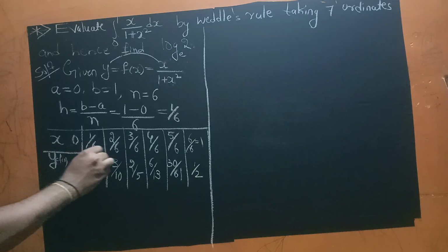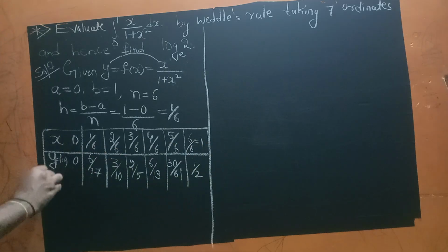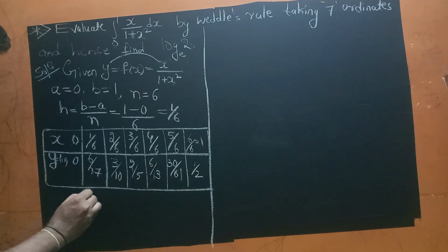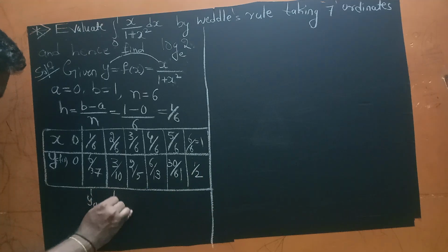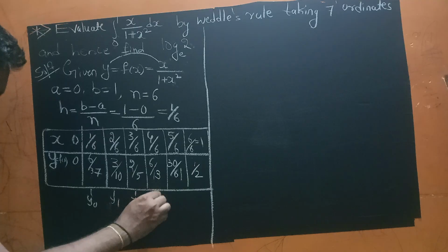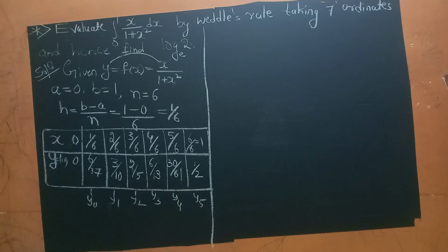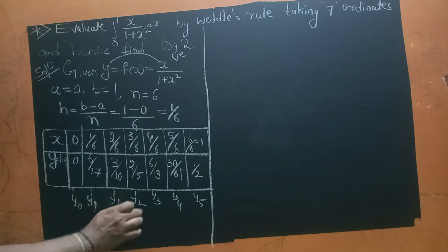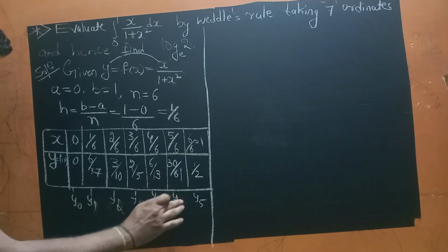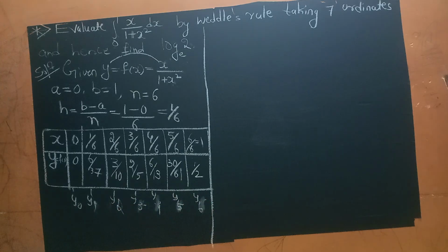Now we name them in the standard form. This is y0, y1, y2, y3, y4, y5. Sorry, here I forgot the 0. So we have to start from y0, y1, y2, y3, y4, y5, y6. These are the corresponding y values. And this is the prerequisite, as usual, to go for the substitution part.